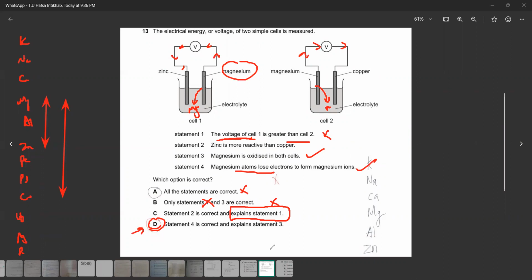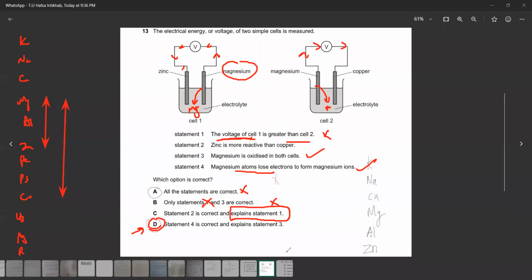Yes, sir. Why is statement 1 wrong if zinc is more reactive? No, why is statement 1 wrong? Because the voltage of cell 1 is greater than cell 2. That is wrong.